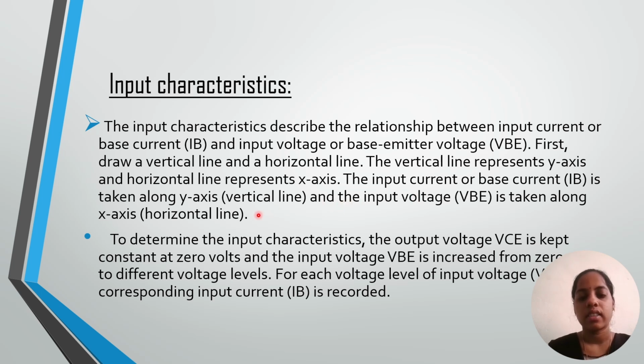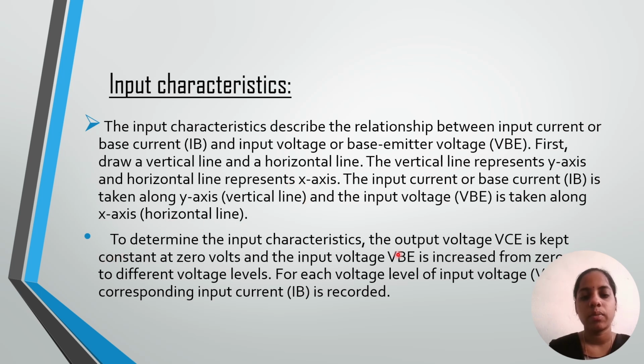In every characteristic, the current is taken on the y-axis and the voltage is taken along the x-axis. When we draw the VI characteristics, our input current is taken at the y-axis and input voltage is taken at the x-axis.